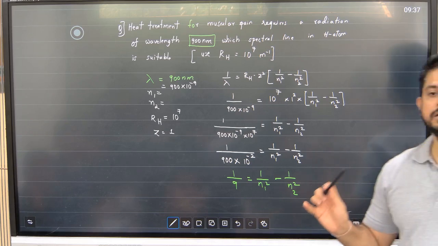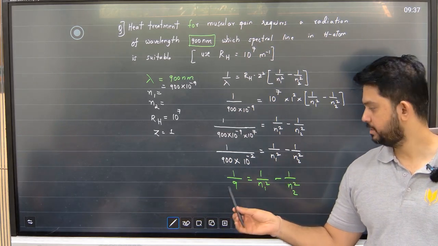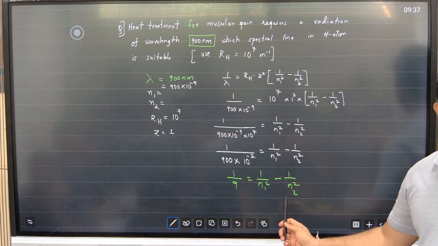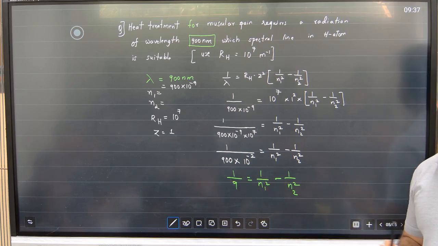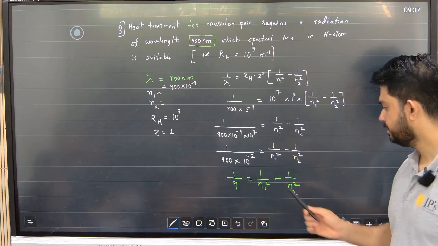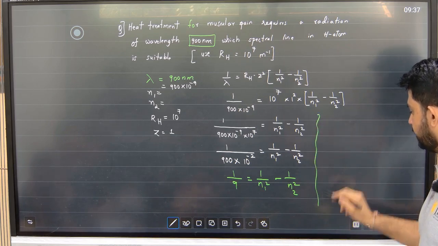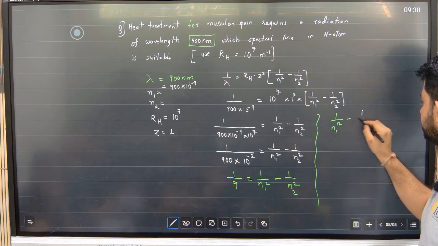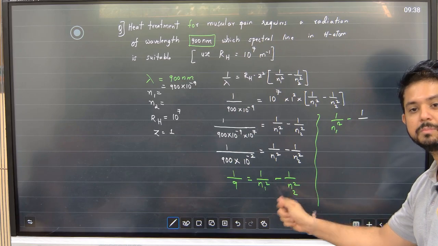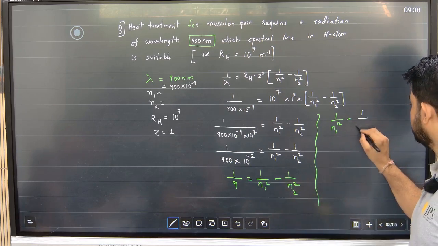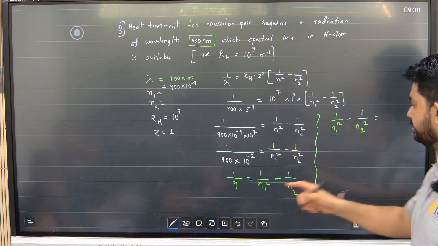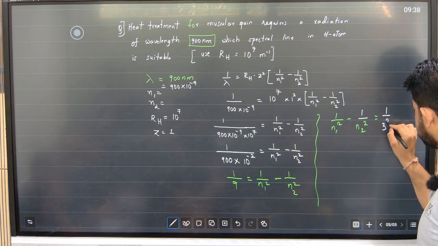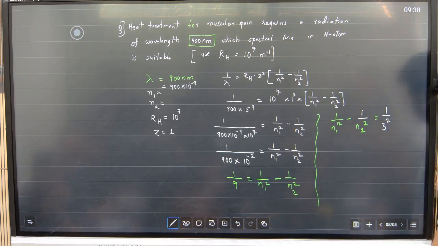Now this is where, see, you have two unknowns. Two unknowns with one equation, you cannot really find the answer. So what do we do here? Just try and observe this. This is slightly different. How can I write 9 so that it looks similar to 1 upon something square? How can we write 9? Correct. 1/3 square. Yes or no?